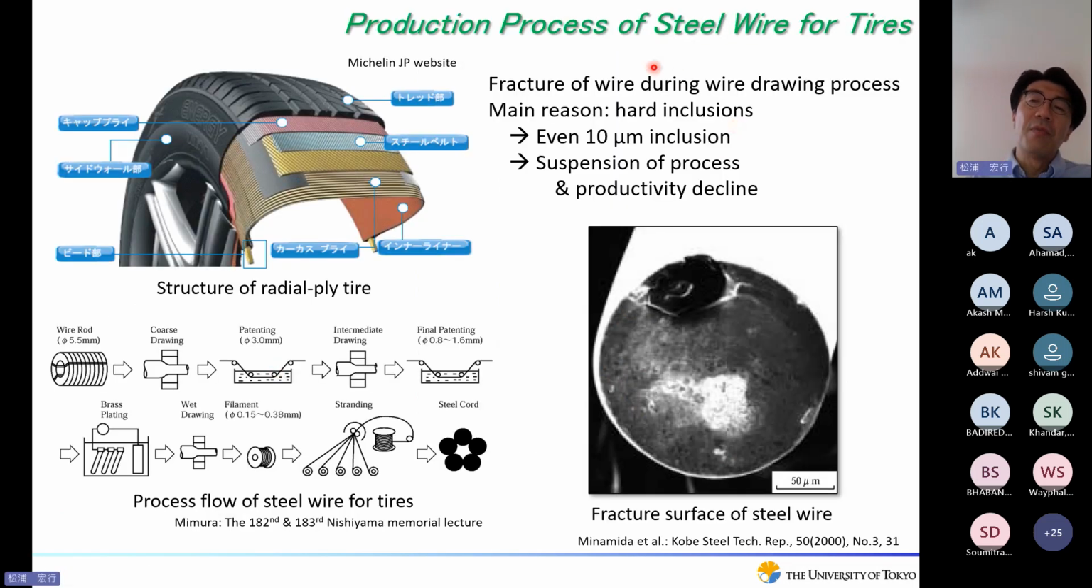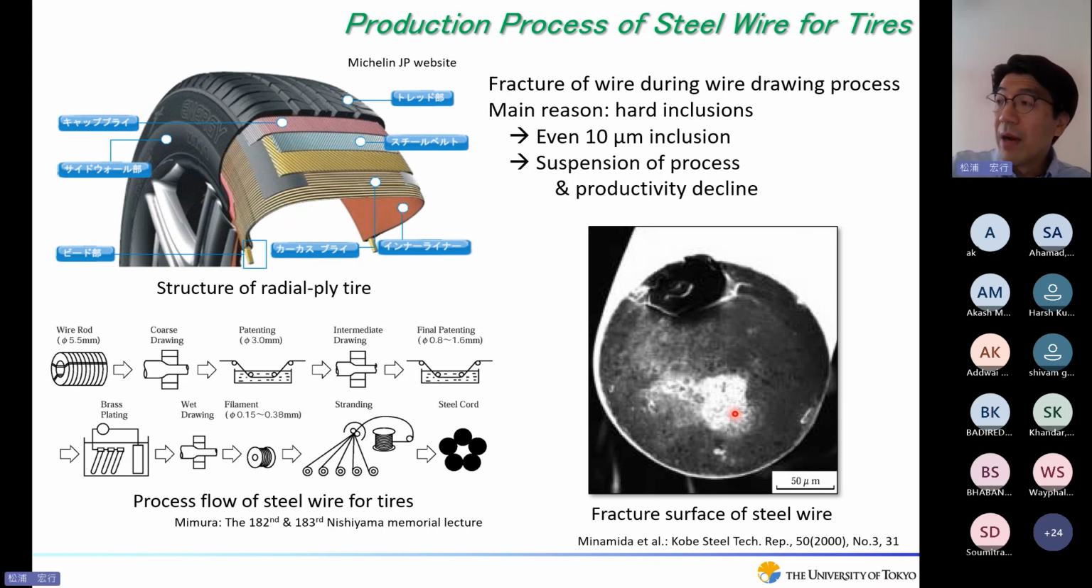The other part is steel wire production. For example, for tires, you can see that the tire is composed of rubber with very fine steel wires. You need to draw deeply to produce these steel wires. This is a steel wire with a diameter of about 300 micrometers or so. During the drawing process, when you have inclusions like this, the fracture of the steel material happens from this point. And again, you need to stop the operation.